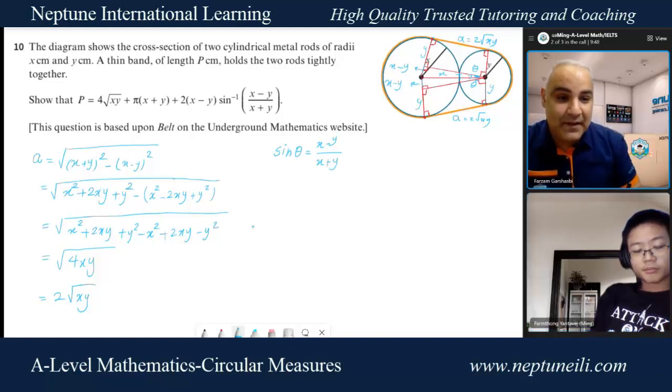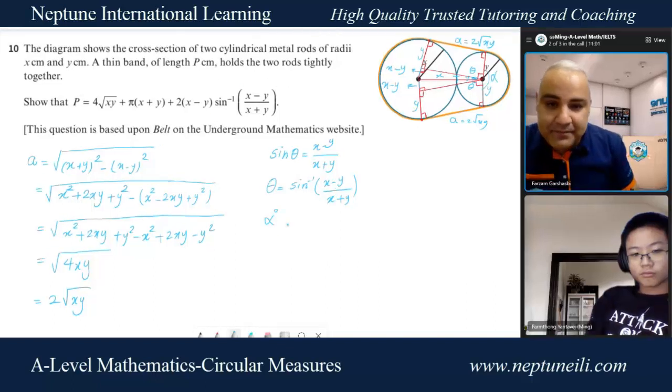Makes sense? But we are interested in the size of the angle, so we use the arc sine or inverse. So theta equals sine inverse of x minus y over x plus y. Now, feeling better because we got this part already. We need this.